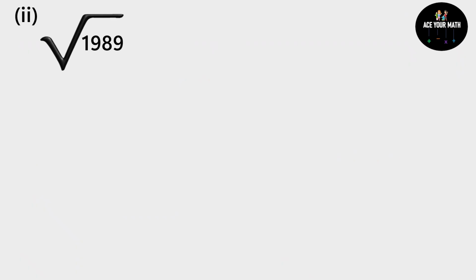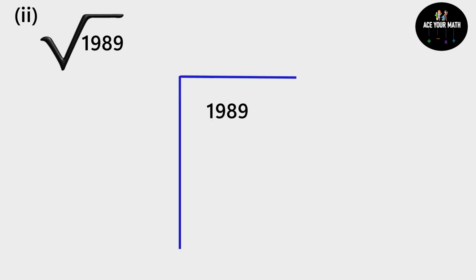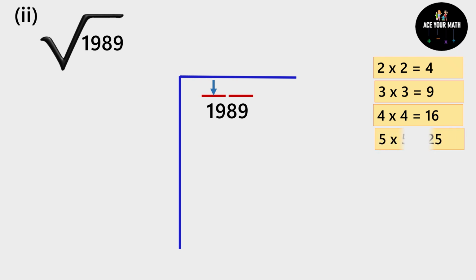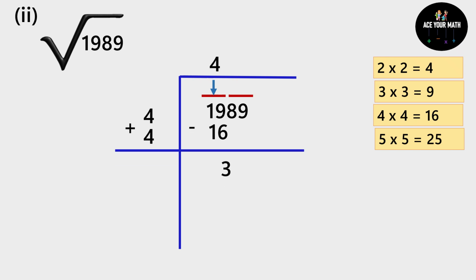See, again, 1989 is not a perfect square. So the steps are the same. Write down the number. Start forming groups from the right hand side. Consider the first group, which is 19. Now you will look for squares of numbers such that the value is 19 or less than 19. So you will try different squares. See, 4 square is 16 and 5 square is 25. That means you will consider 4 square. Again, you will write 4 at the top, 4 on the side. 4 4s are 16, and the same 4 you will add on the left hand side. You will do subtraction on the right side. See, on subtracting 16 from 19, you get 3. And on the left hand side, 4 plus 4 will give you 8.